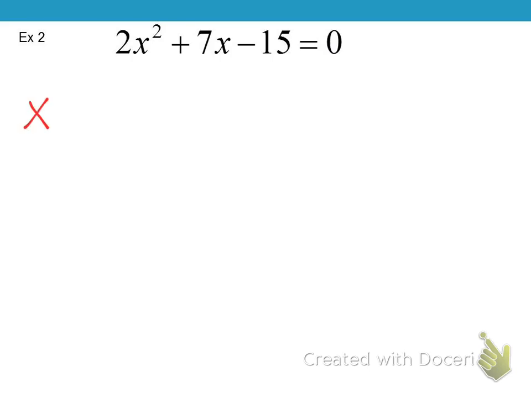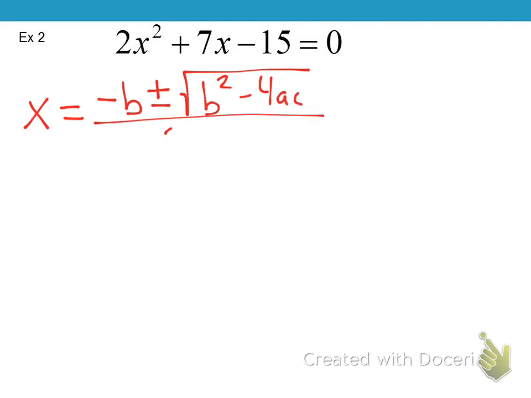X equals negative b plus or minus square root of b squared minus 4ac. Very good. Woo!